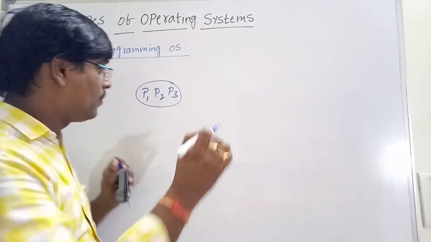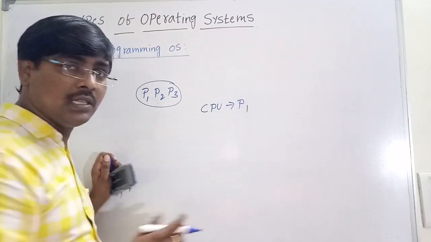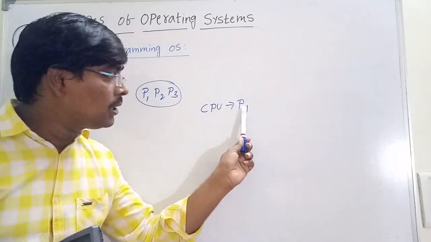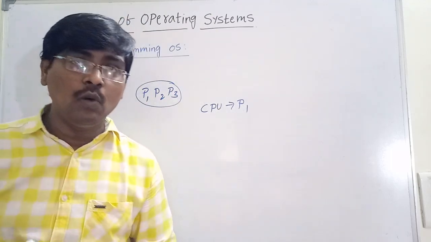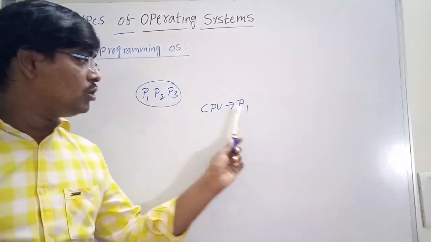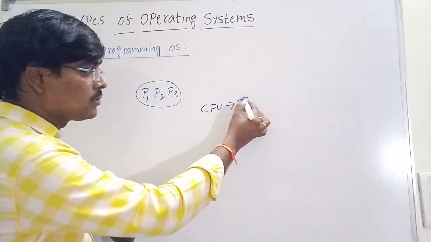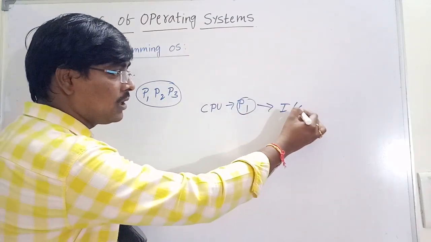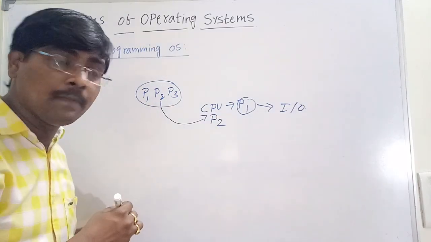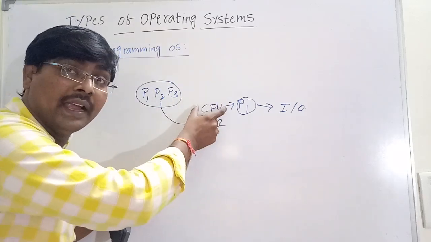Only one CPU. First, the CPU is allocated to process P1. That is, the CPU is allocated to one process. If that process requires any IO operation during execution, then this process moves to some IO operation, and we are allocating the CPU to another process. That means multiple programs. That means the CPU is not idle.